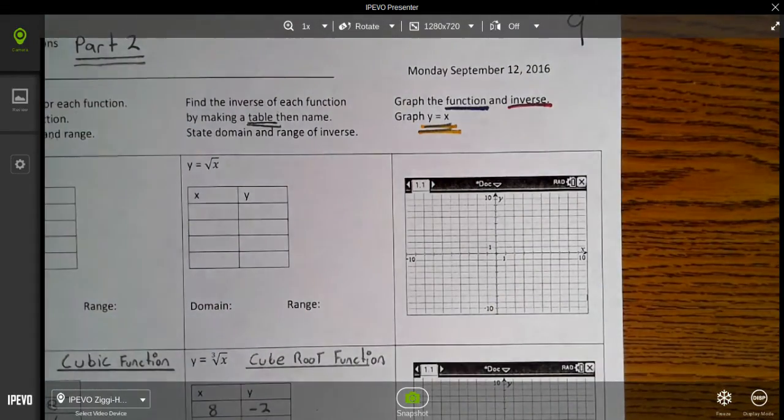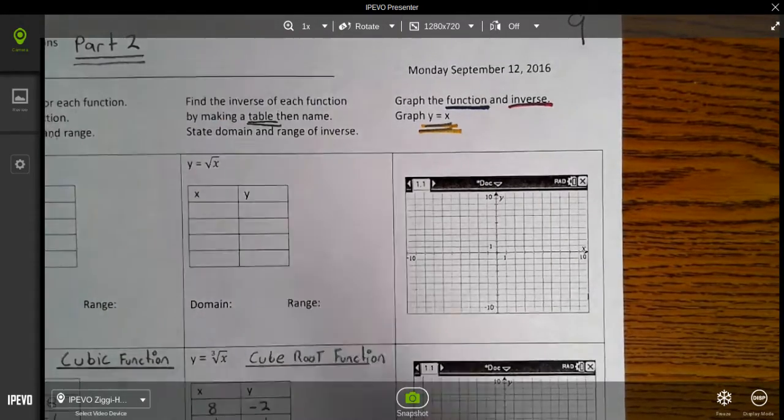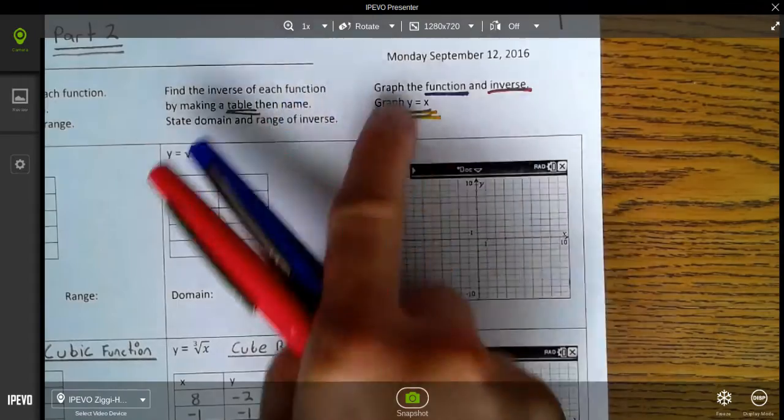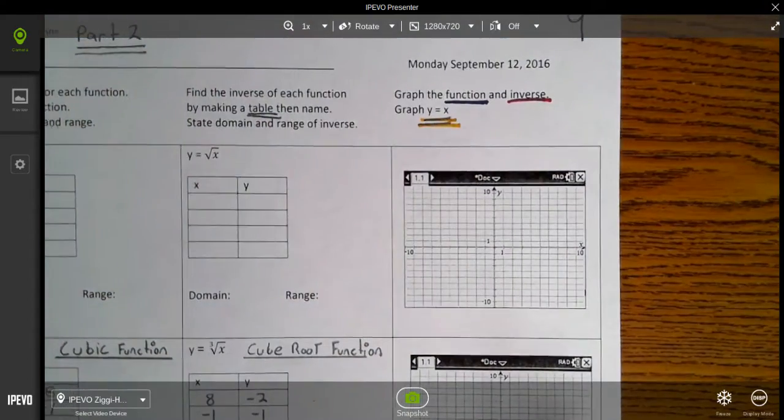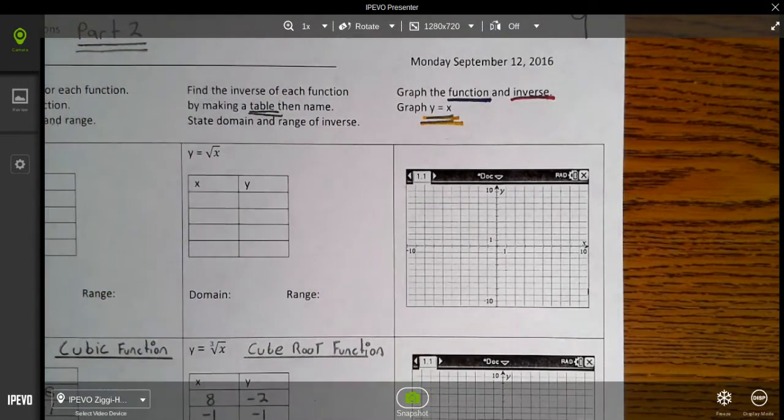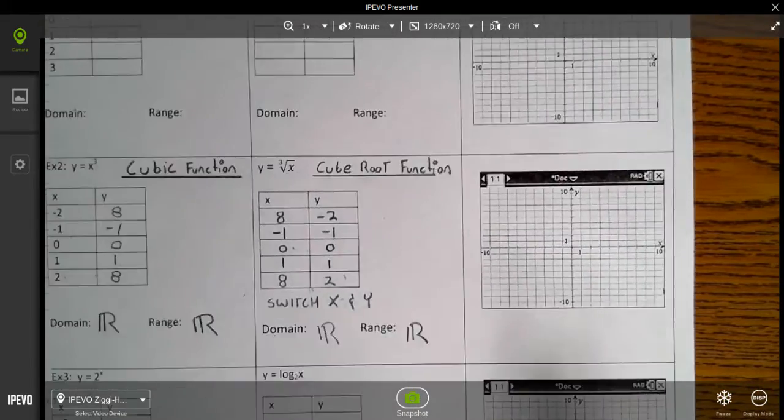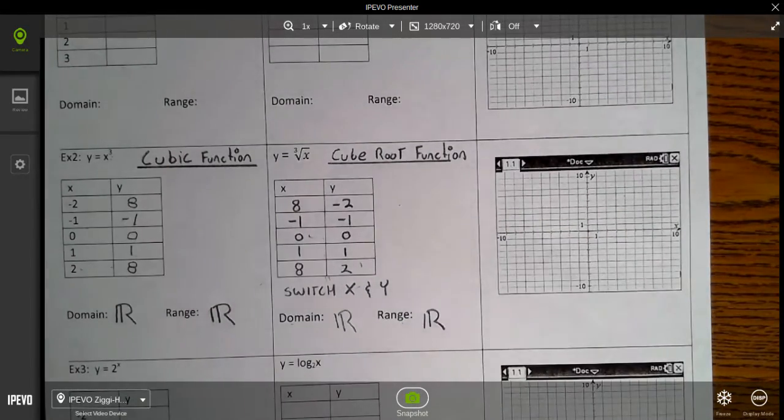Now, you don't have to use blue and red and yellow. You can use whatever colors you have available. Just know that you might specify it here, so when you look at the examples, you can line up there. Okay? So let's first graph the cubic function, and that is in blue.